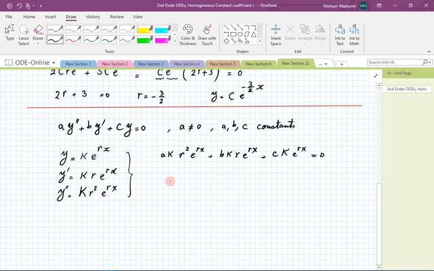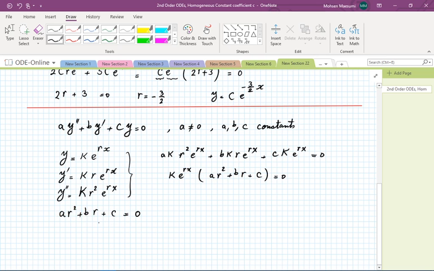Just like in the first order case, I can go ahead and factor exponential of rx out of this, and I'm left with a r squared plus b r plus c equal to 0. With the same discussion as before, this better not be set equal to 0 because that gives us a trivial solution. This is just not 0 anyway. The entire burden falls on the shoulders of this expression. That is, the expression has to be equal to 0. So a r squared plus b r plus c is equal to 0.